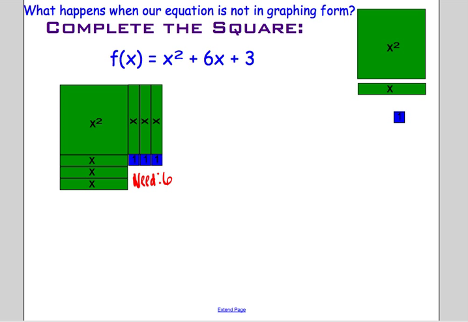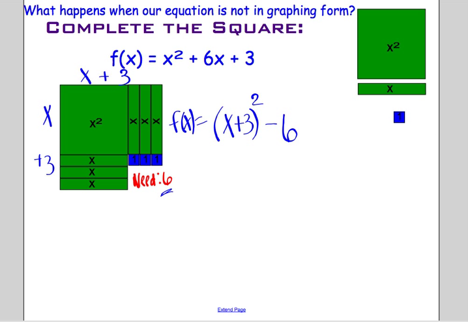Now, if we just look for a second, the dimensions of this square would be x plus 3 by x plus 3. If I wanted to write that, it would be x plus 3 squared. The problem is I didn't have enough pieces to build x plus 3 squared. I had to borrow some. I had to borrow 6 pieces in order to finish that square. So I'm going to take the x plus 3 squared, and I'm actually going to subtract those 6 that I borrowed.